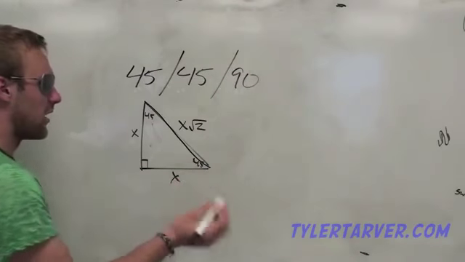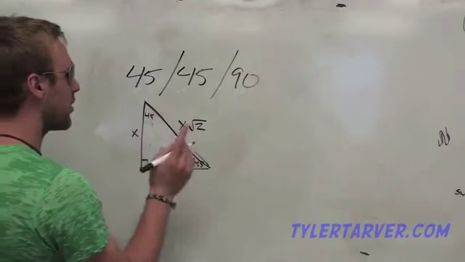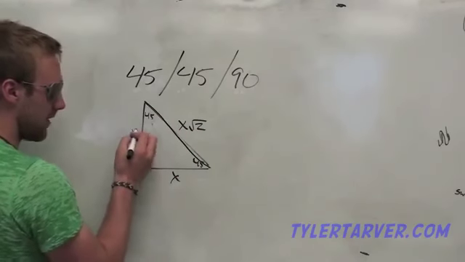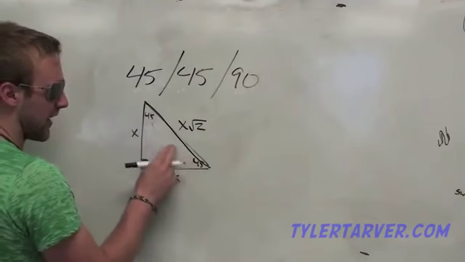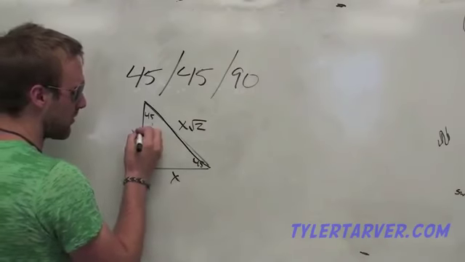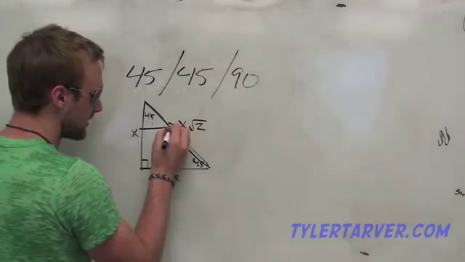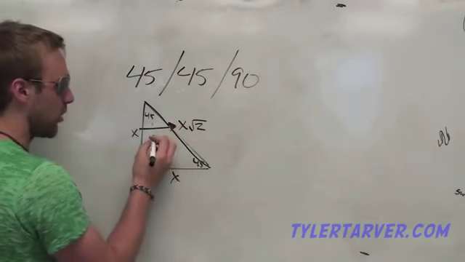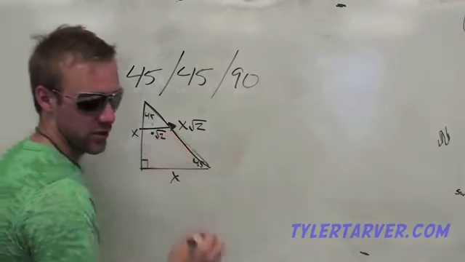Okay? Now, I've got a little thing set up. If you're going from the 45, I call it the 45 side because it's opposite the 45, if you're going from a 45 side to this side over here, you're multiplying times the square root of 2.